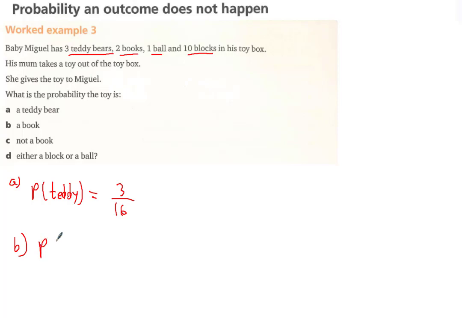Under B, probability of being a book. How many books do we have? 2. Over how many objects do we have? 16. So 2 out of 16. Actually, we can cancel this by 2, so we get 1 over 8.